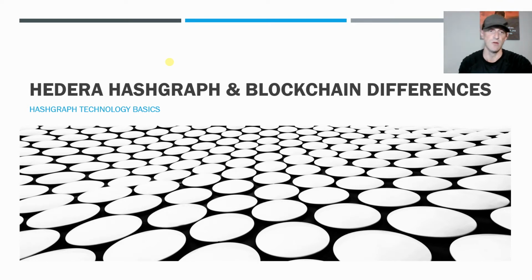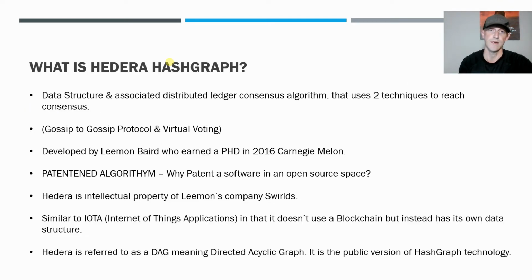So starting out, what is Hedera Hashgraph? It's a data structure and its associated distributed ledger consensus algorithm that's using two different techniques to reach consensus. Okay, and consensus would be the trust algorithm within the blockchain. It uses gossip to gossip protocol and something called virtual voting.